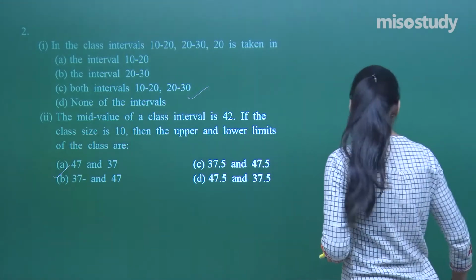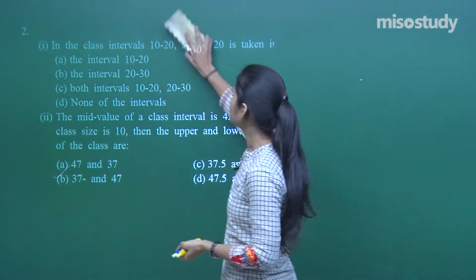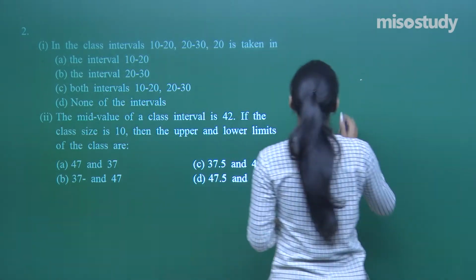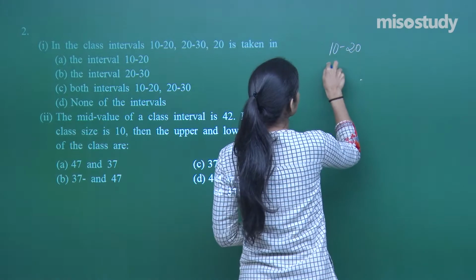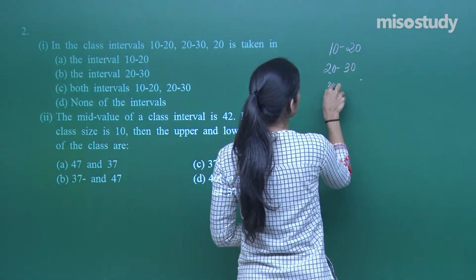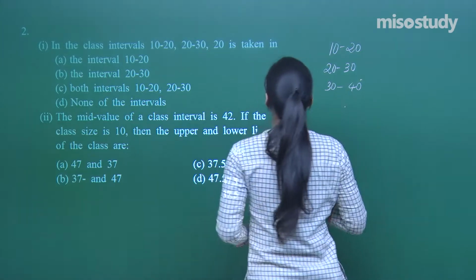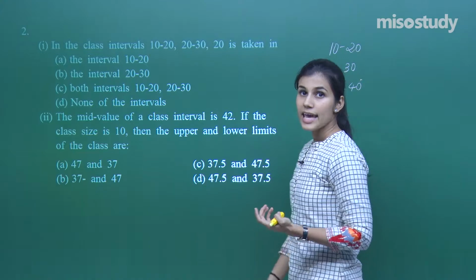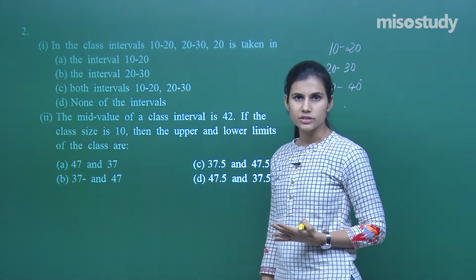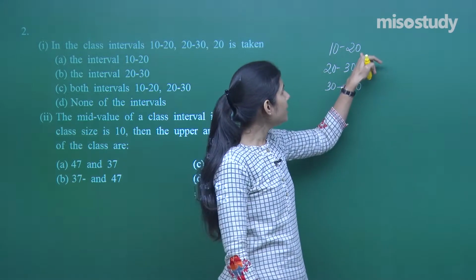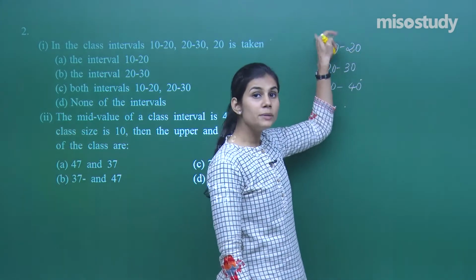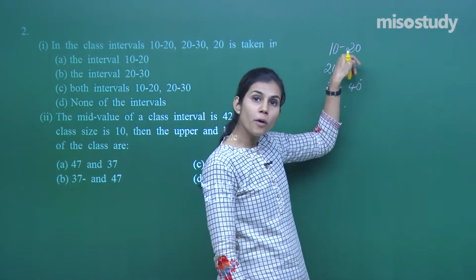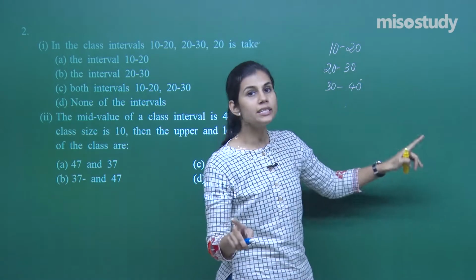It says that in the class intervals 10 to 20, 20 to 30 and so on, so it is just giving you the format of the class intervals taken: 10 to 20, 20 to 30, 30 to 40 and so on. It asks, 20 is taken in which class interval? Now you know that this is the exclusive case of writing class intervals, right? In which case the upper limit is not included in the class interval, but the lower limit is certainly included. So in the class interval 10 to 20, values from 10 to 19 are there, 20 is not there.